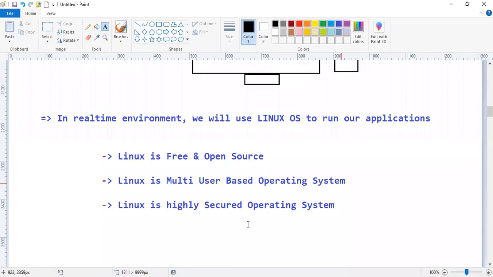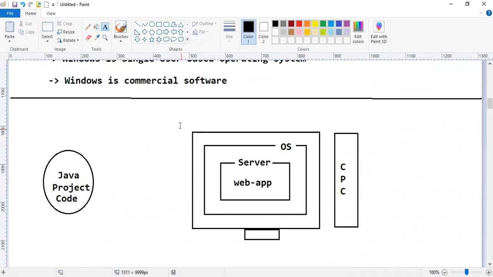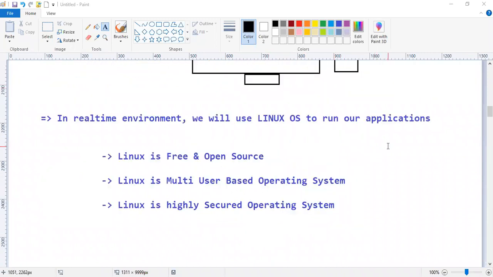Linux is a highly secured operating system. When compared with Windows, Linux is highly secured. Because of these reasons, we are using Linux operating system in real time to run our applications. Are you clear with my point? Why are we using Linux operating system in real time? Linux is free and Linux is open source.